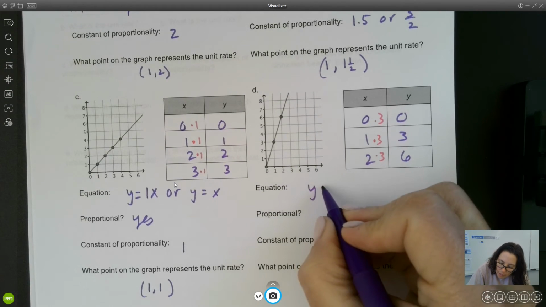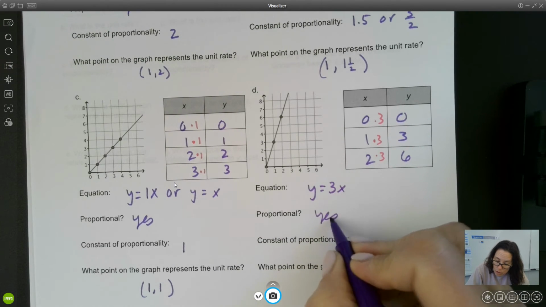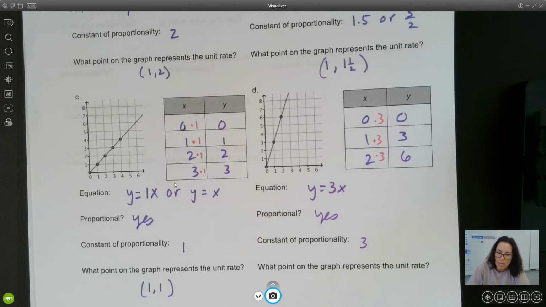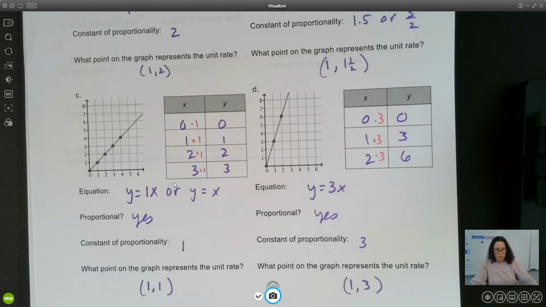So y equals 3x. Yes, it's proportional. The constant of proportionality is 3. And (1, 3) represents the unit rate on the graph or in the table.